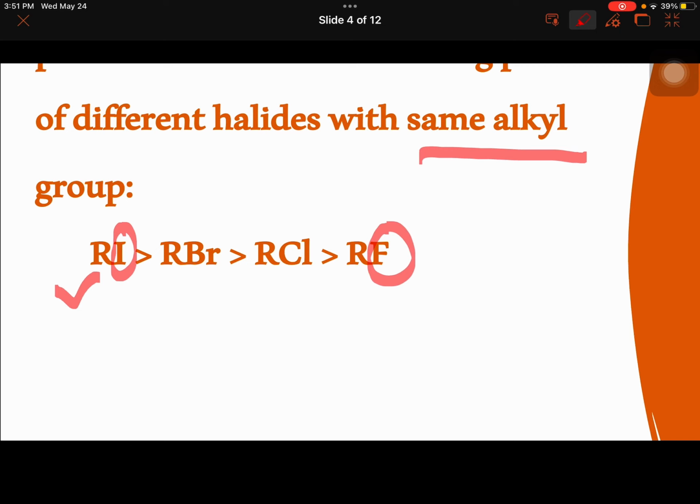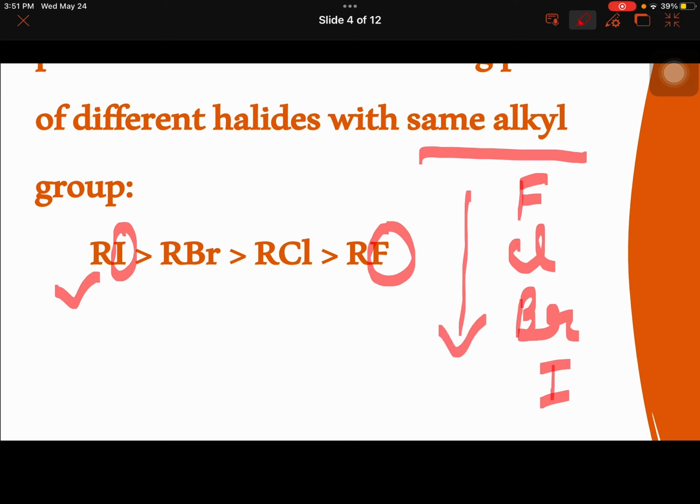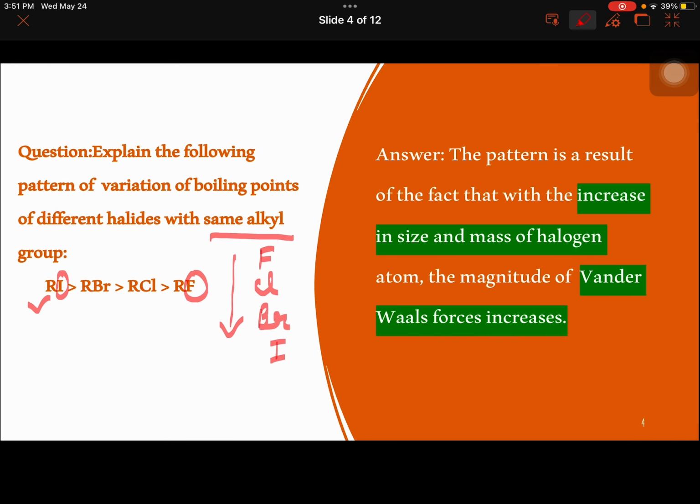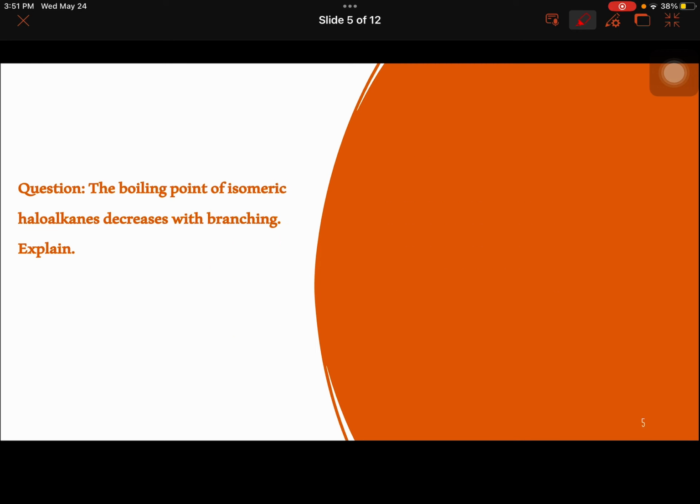When you talk about halogens, fluoro, chloro, bromo, iodo in the periodic table, when we move down this group, the size and molar mass of the halogen increase. Because of that, there is an increase in van der Waals force of attraction. Increase in size means increase in surface area. And if that is increasing and the mass of the halogen atom is increasing, the magnitude of van der Waals force of attraction increases. That's why the trend is like that.